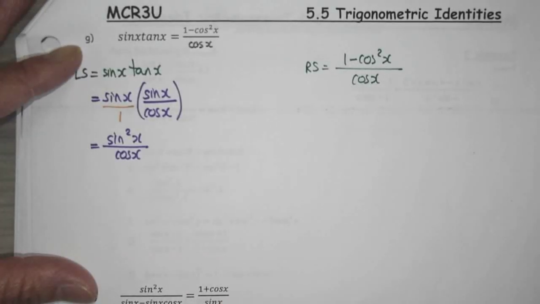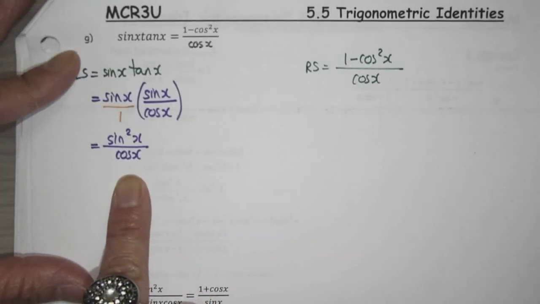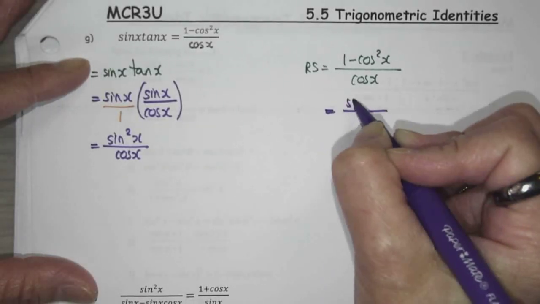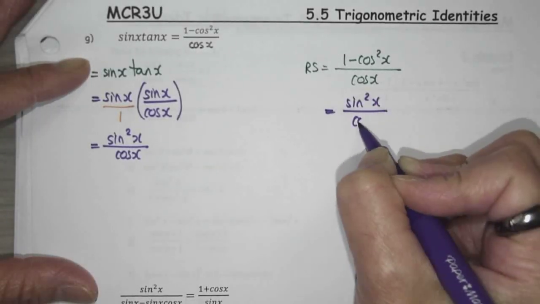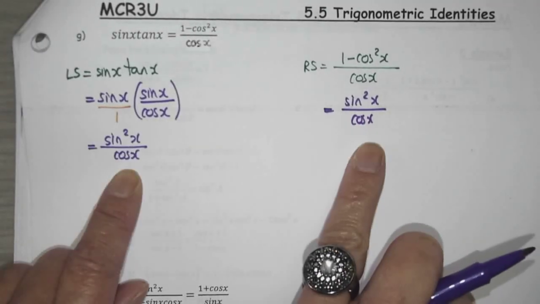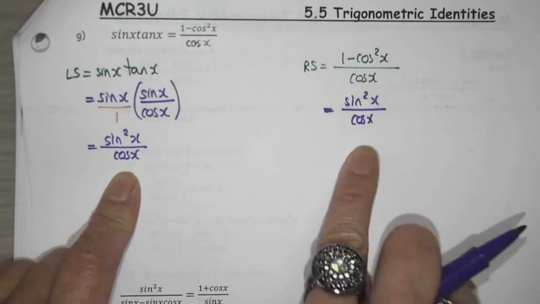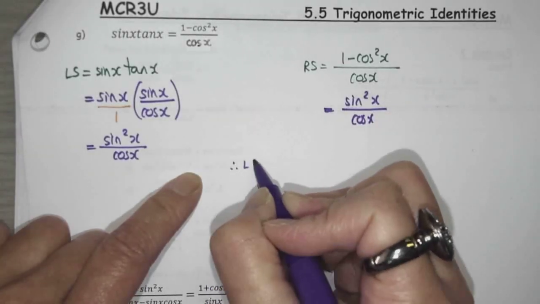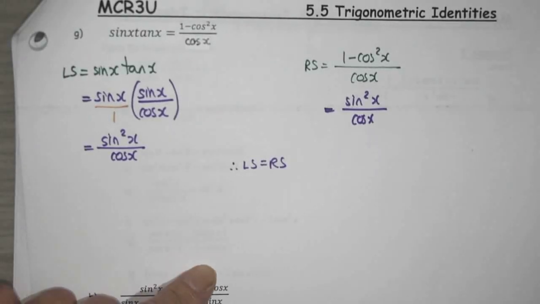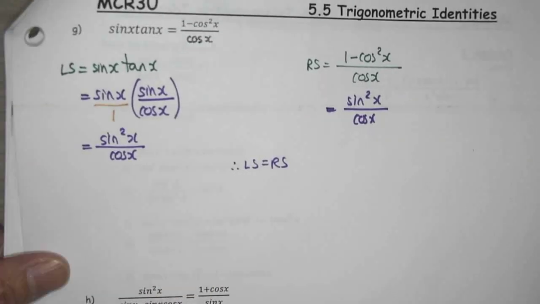So now just fix one of them. Do you want to fix the right or the left? Doesn't matter? Okay, I'll fix the right. So I'm going to write this one as sine squared. I need your last step to be identical. So fix one or the other, but they are the same. The numerator is the Pythagorean identity, so therefore left side equals right side. QED or the tombstone.